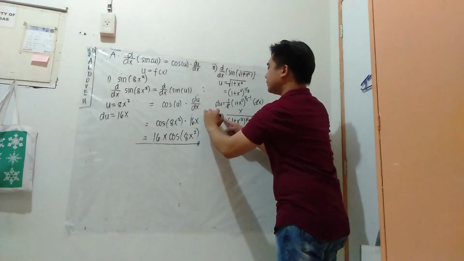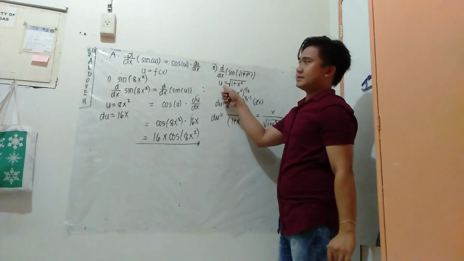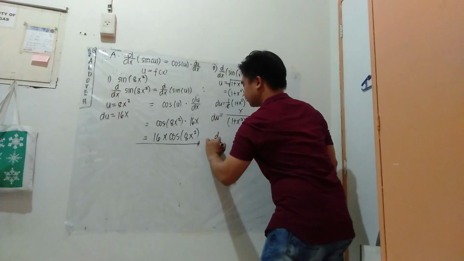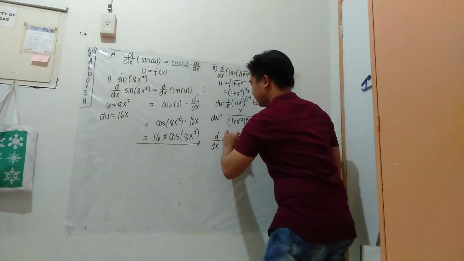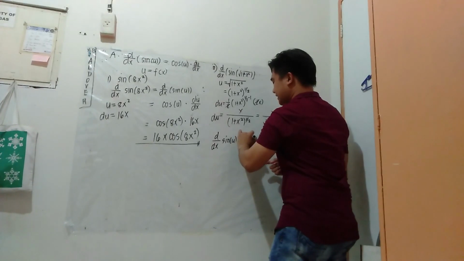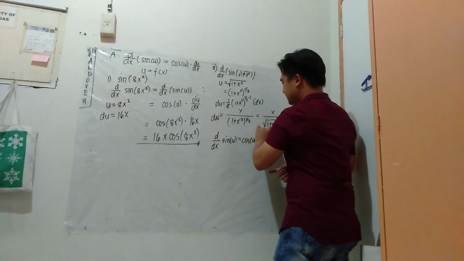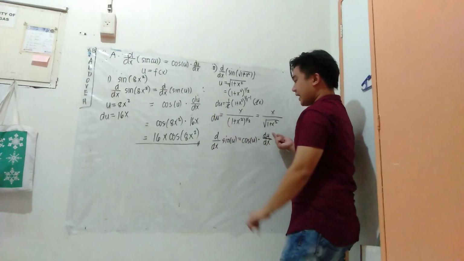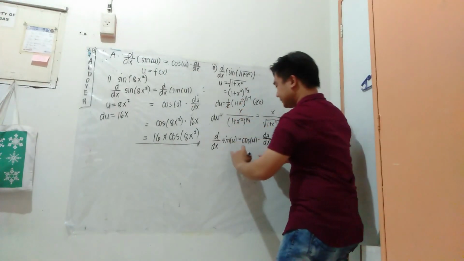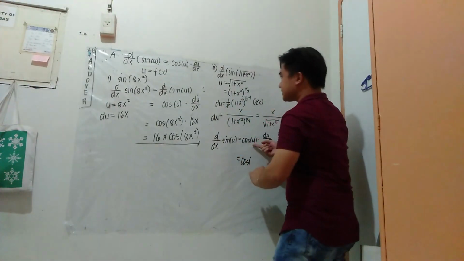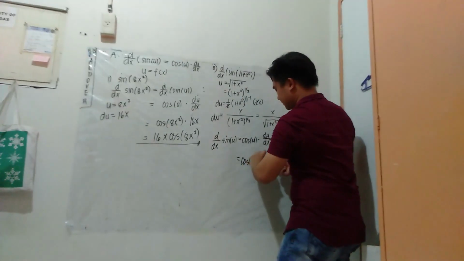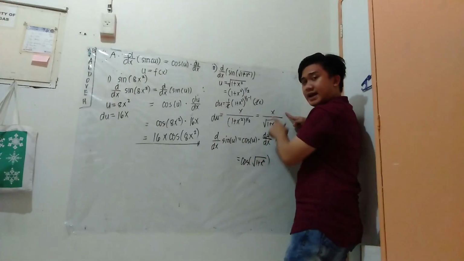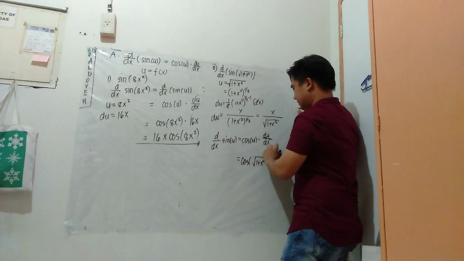So, meron na po tayong du, nakapag-let u na din tayo. So, mag-derivative na tayo. What is the derivative of sine of u? That is cosine of u times du dx. Okay? U, x yung given natin, ibalik po natin. Cosine, what is u? It is square root of 1 plus x squared. What is du dx? This one, x all over square root of 1 plus x squared.